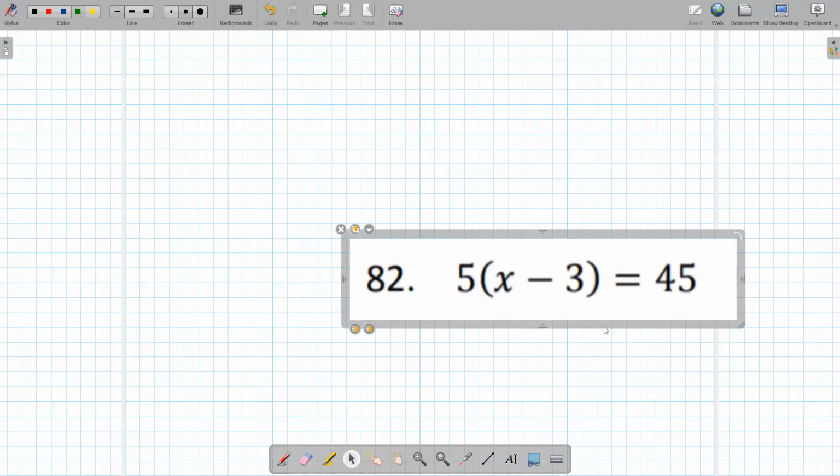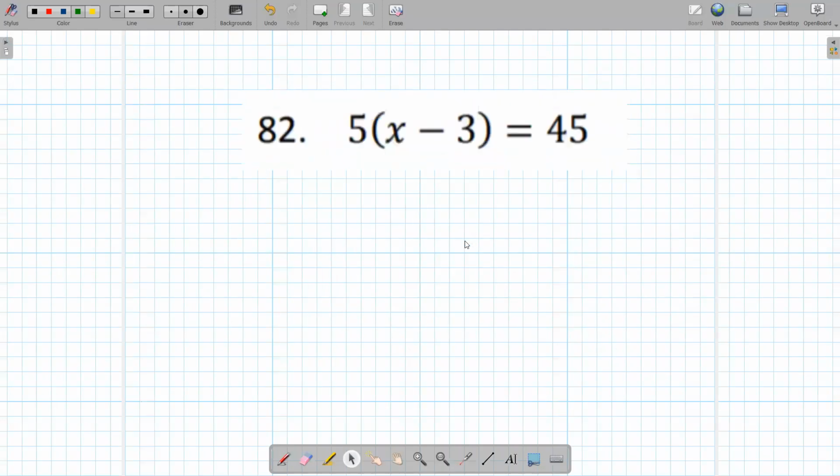What about this? You divide by 5. Exactly. So you get x minus 3 is 9. Now what? You add 3. Yes, so x is equal to 12, and you're done.